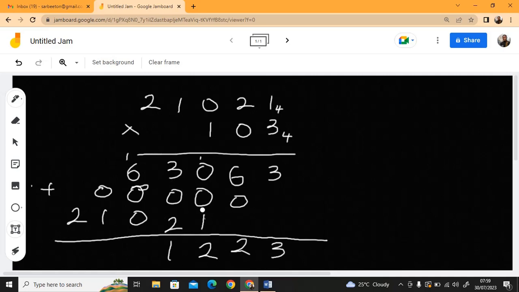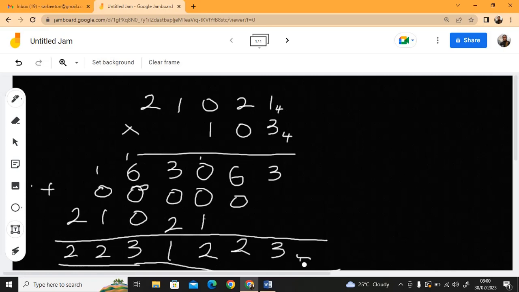3 plus 2 is 5. 4 goes in 5, 1, remainder 1. You are using 4 to divide because it is base 4. 1 plus 6 is 7. 4 goes in 7, that is 1, remainder 3. 1 plus 1 is 2. Then you put this 2 down. So this is your final answer in base 4. Let's move on.